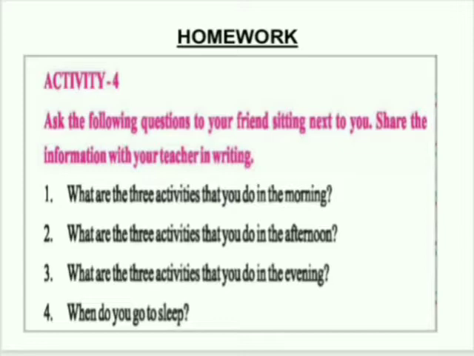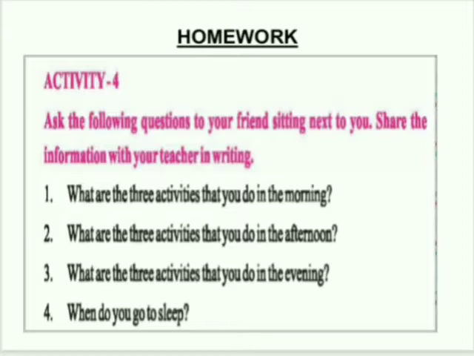Let's read. Question 1. What are the 3 activities that you do in the morning? Question 2. What are the 3 activities that you do in the afternoon? Question 3. What are the 3 activities that you do in the evening? Question 4. When do you go to sleep? So children, you have to write each answer in complete sentence.